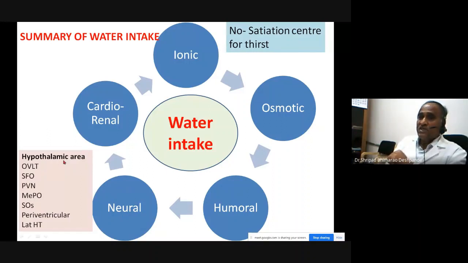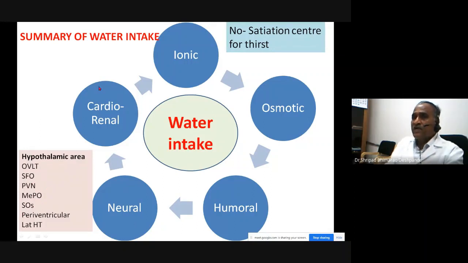So I have mentioned here the hypothalamic areas. These are the main primary areas of the hypothalamus: OVLT, SFO, PVN, medial preoptic nucleus and supraoptic nucleus, and periventricular area and lateral hypothalamic area. These all participate, but these first four or five are the important ones which regulate the water intake.